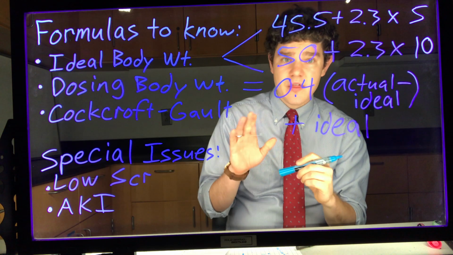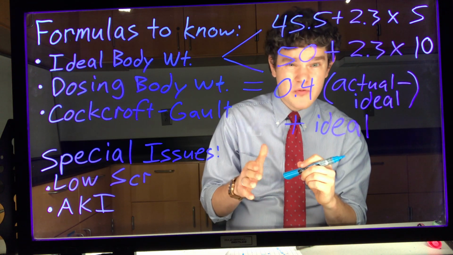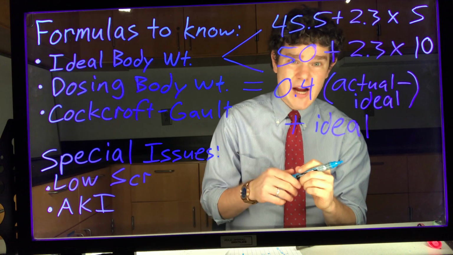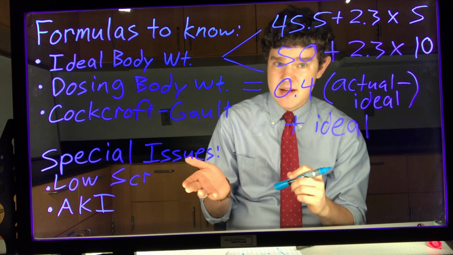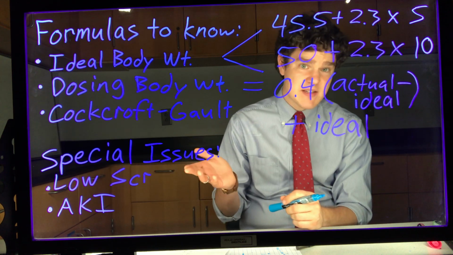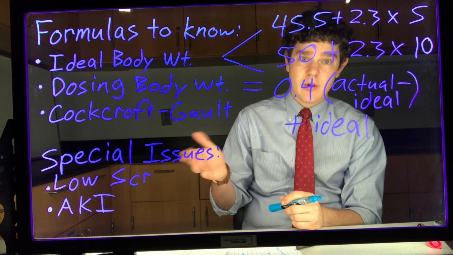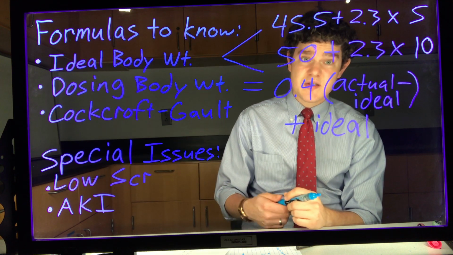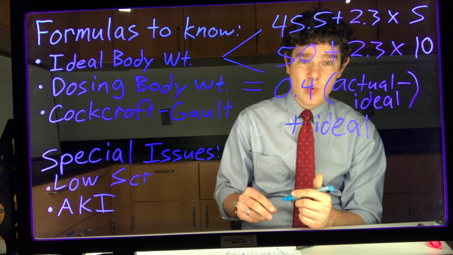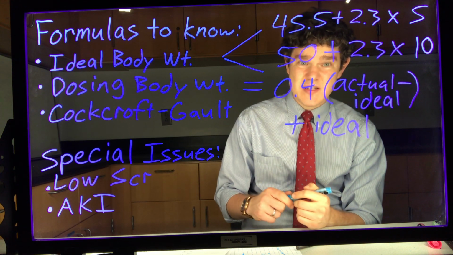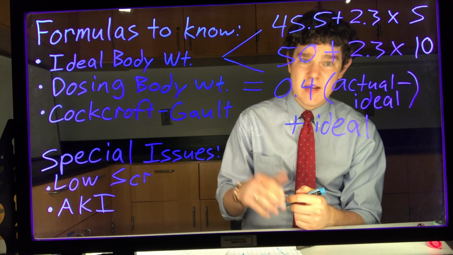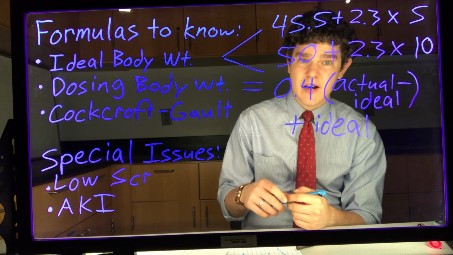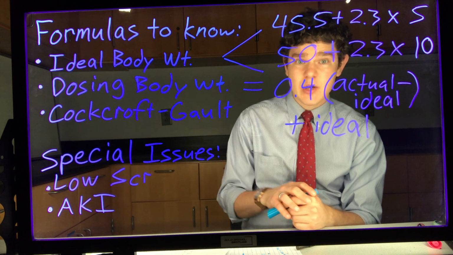In a couple of rare situations, we will actually use actual weight. A good example is daptomycin, vancomycin is another great example. Another really good one is the direct-acting oral anticoagulants, such as dabigatran, rivaroxaban, and apixaban. That's a situation where commonly we factor in an actual body weight.